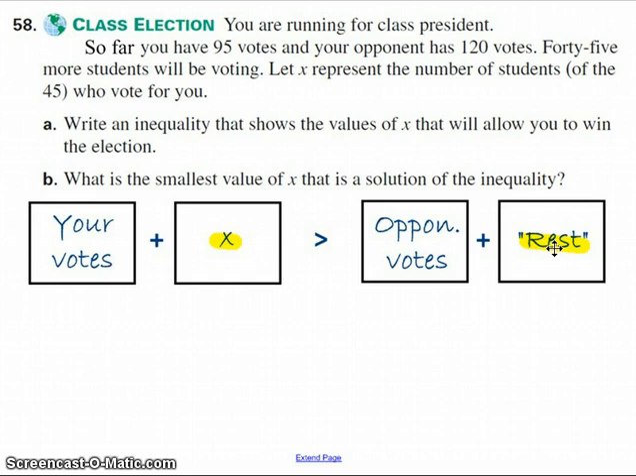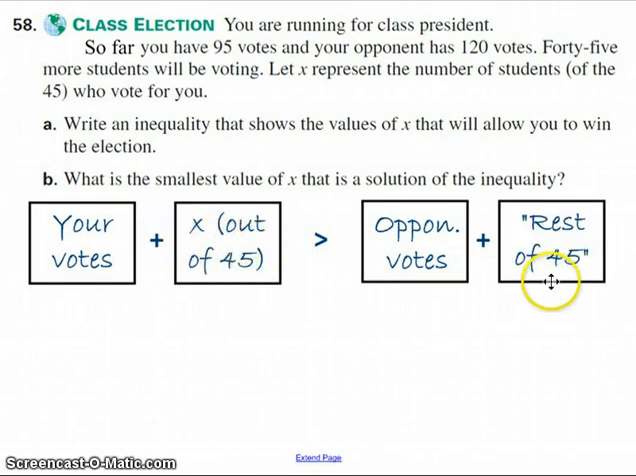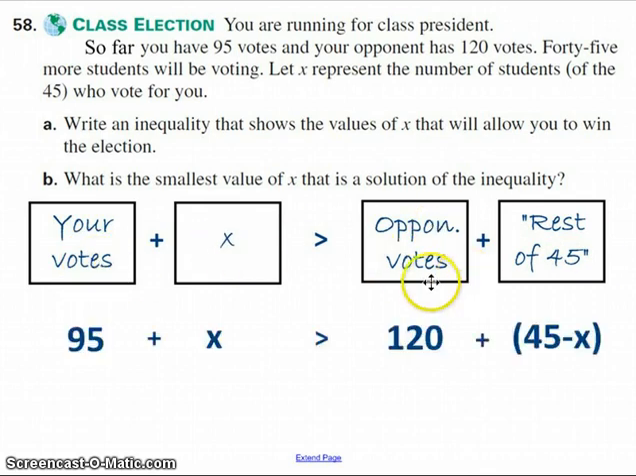Now, let's apply some logic to that. It's X out of the 45. It's the rest of the 45. So I'm simply going to call this x, but I'm going to try to remember that that's the rest of the 45. Now how do I turn this verbal model into an algebraic model? Well, remember, your votes is 95. X stays the same. The opponent has 120. The rest is 45 minus x.